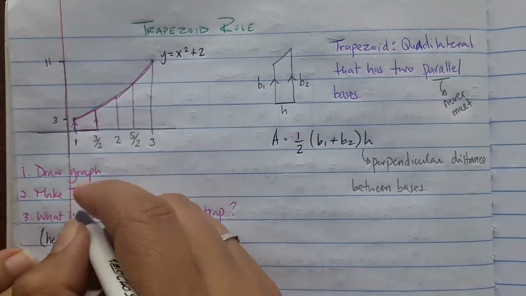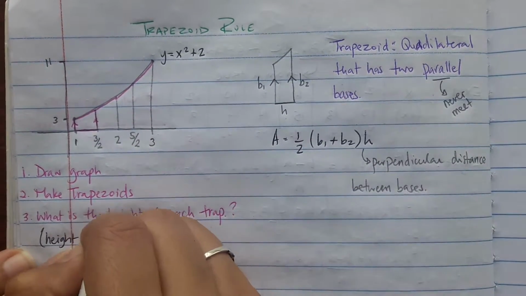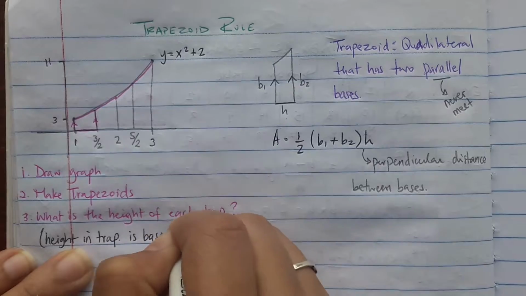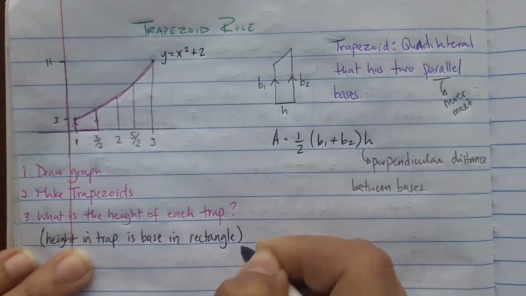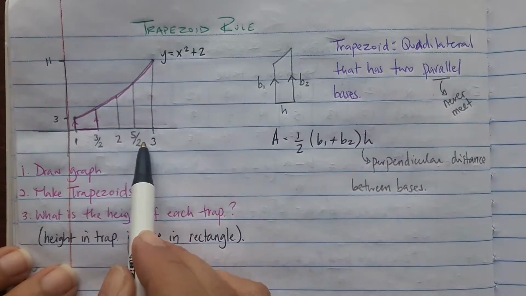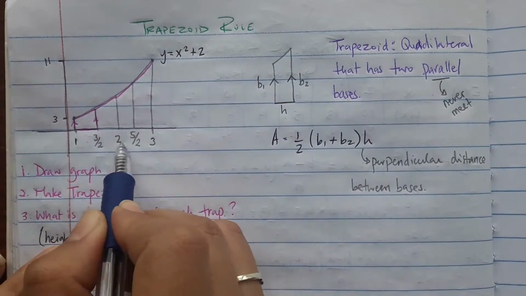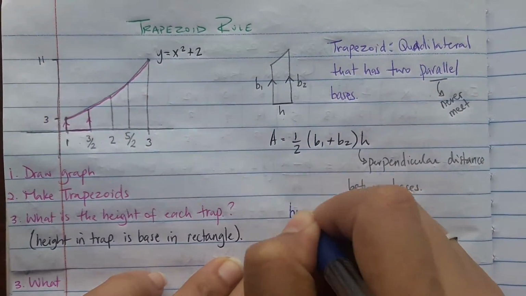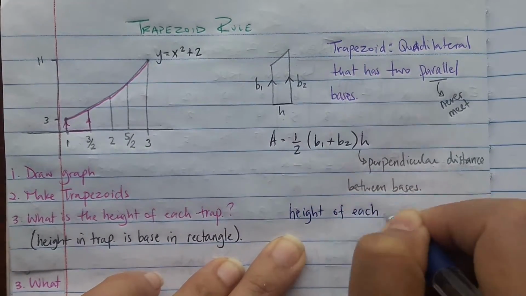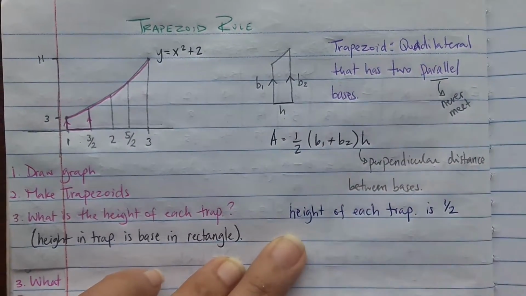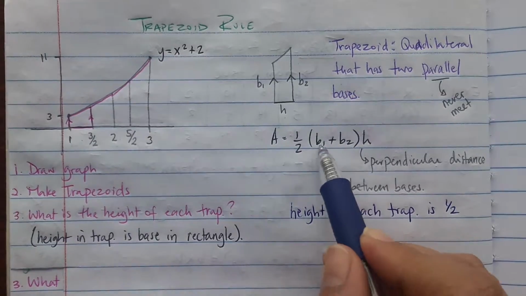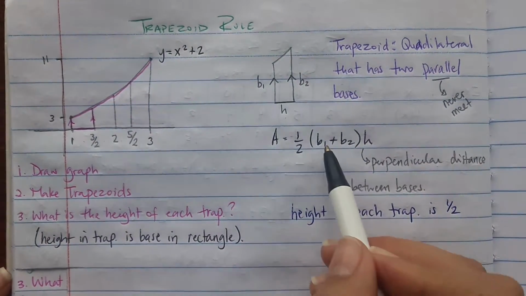So the height of the trapezoid is the base of the rectangle. The height in trapezoid is base in rectangle. So those are each the height, and remember we split them up evenly earlier in the other videos. So the height of each trapezoid is a half. It hasn't changed. All of them are a half. So each trapezoid has a height of a half.